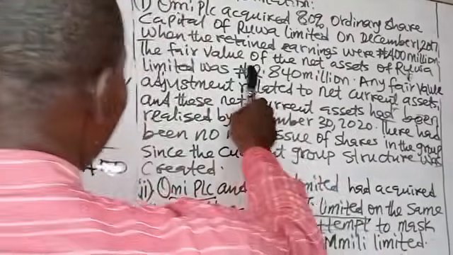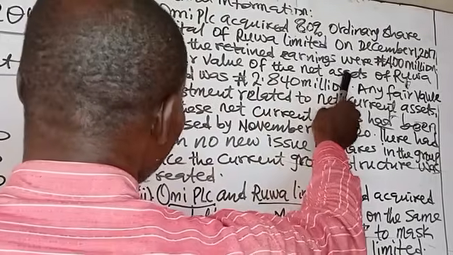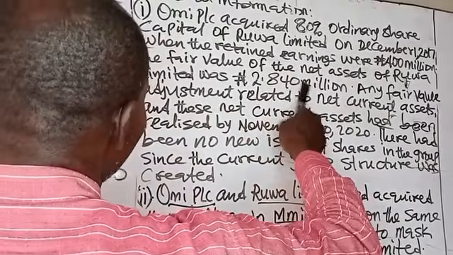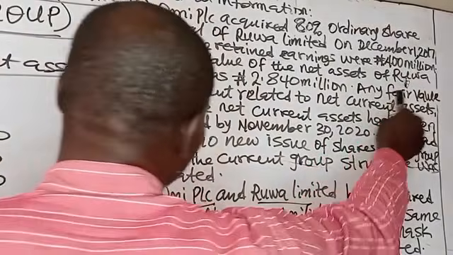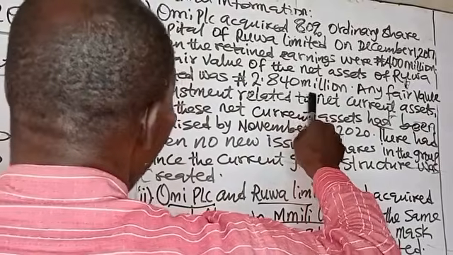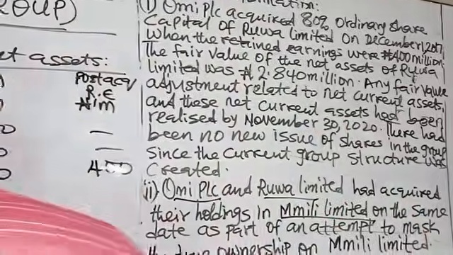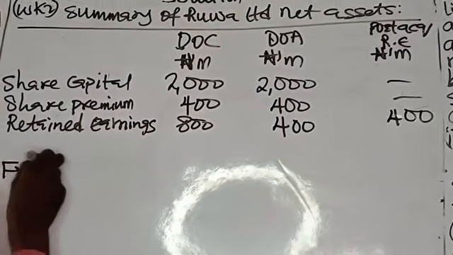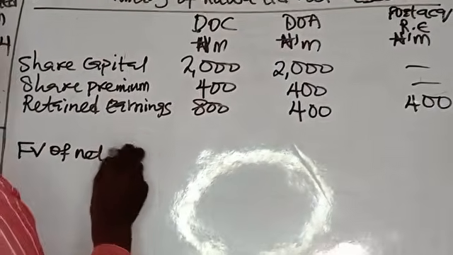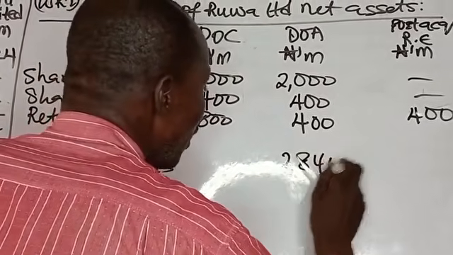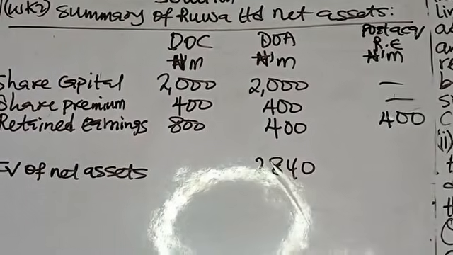Back to the question. The fair value of net assets of Ruwa Limited was 2.84 million. So they are still referring to the same date of acquisition. We're having the fair value of Ruwa Limited net assets to be 2.840 million. So we have fair value of net assets at the date of acquisition, 2840.